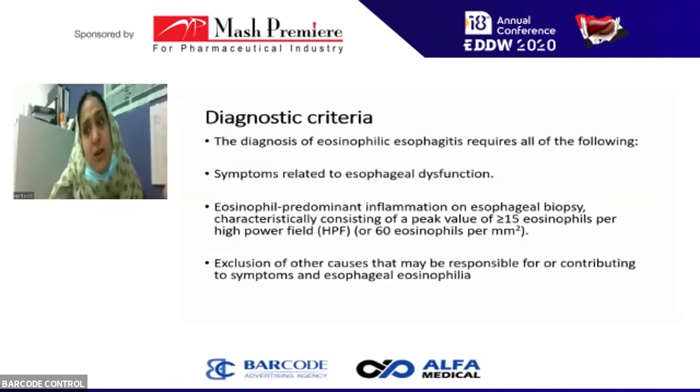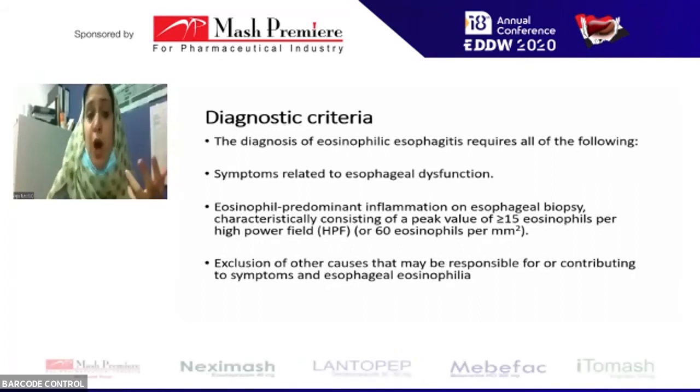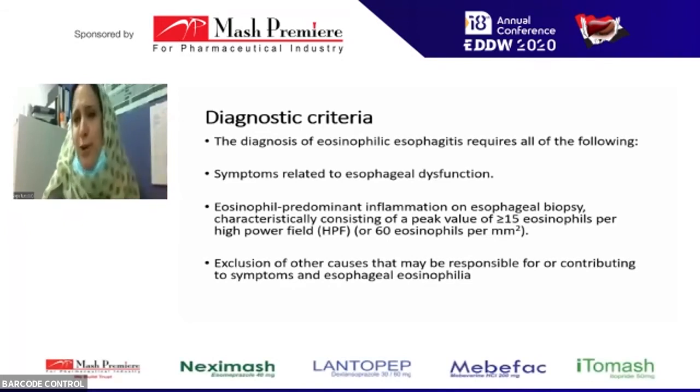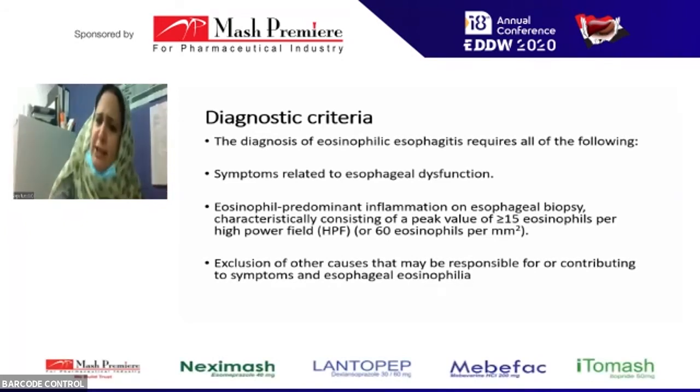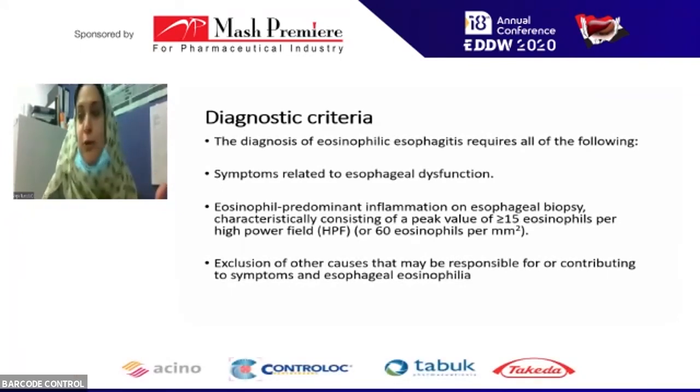Diagnostic criteria, again: dysphagia, symptoms related to esophageal dysfunction, and eosinophil-predominant inflammation on esophageal biopsy, more than or equal to 15 eosinophils per high power field, with exclusion of other causes. But the other causes are less common, and mostly they would not have eosinophils more than 15. And again, the distribution of eosinophilic esophagitis is usually patchy and would include the whole esophagus.